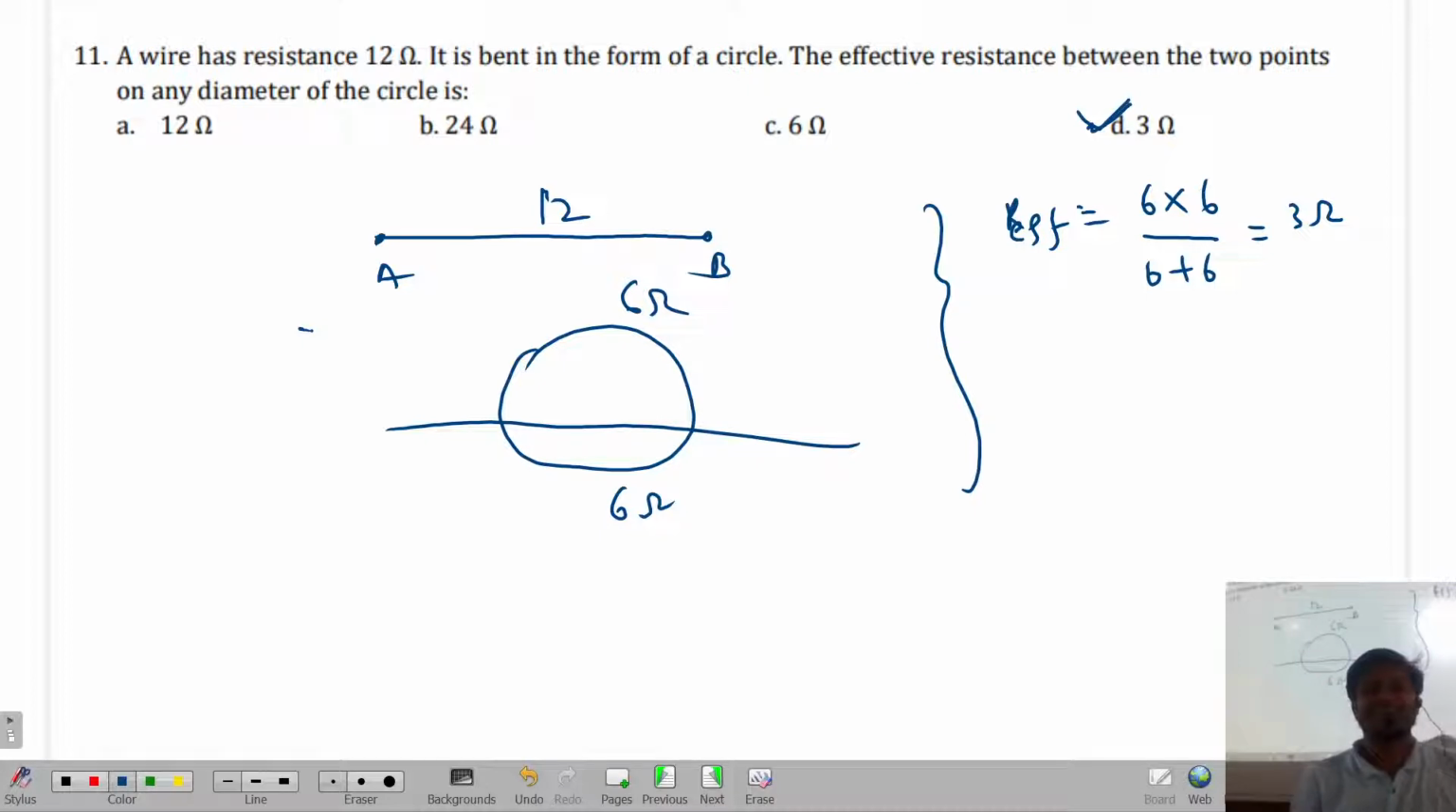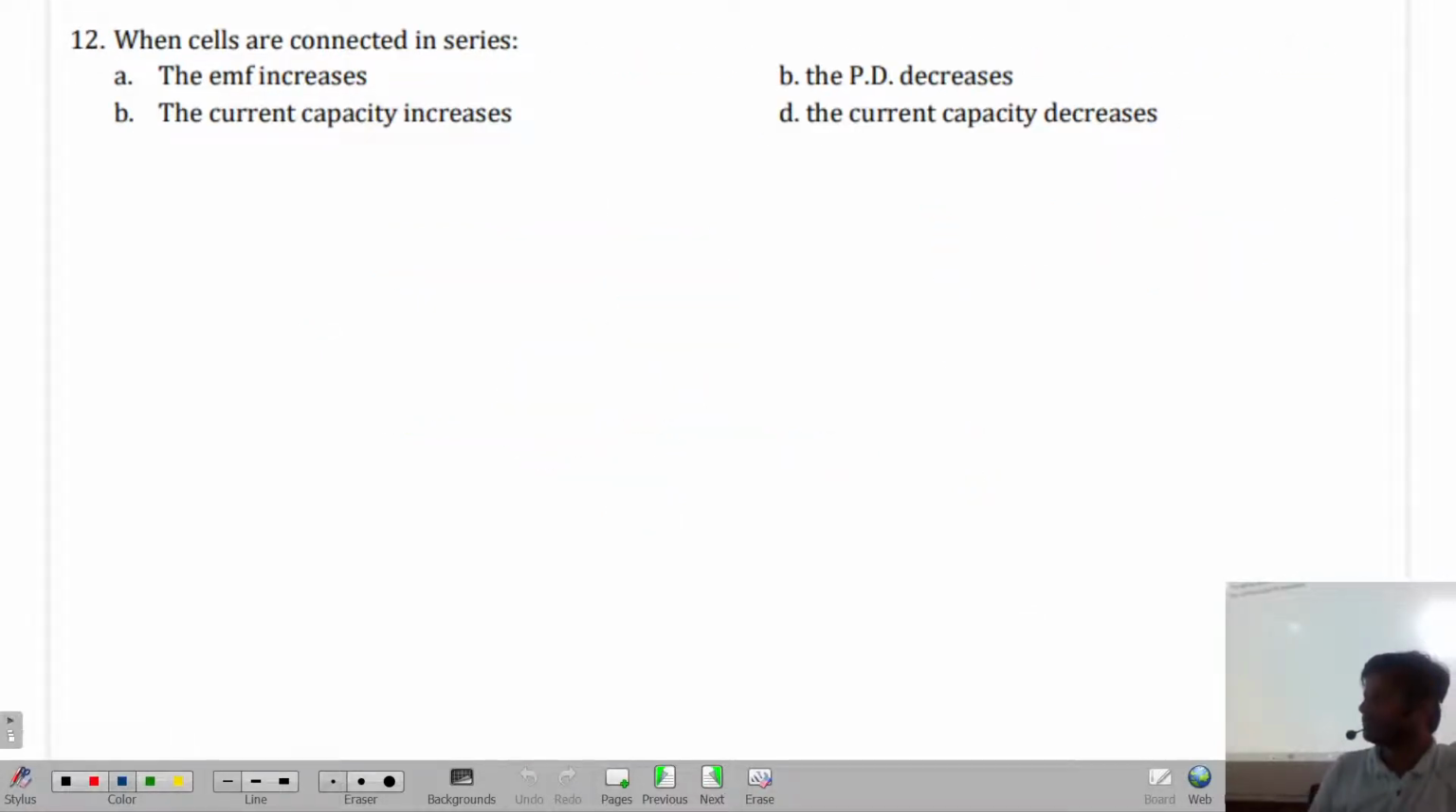Understood? Silly mistake, no? How many guys have done it correct? They are correct. Easy questions you guys are not doing correct. Hey, correct.